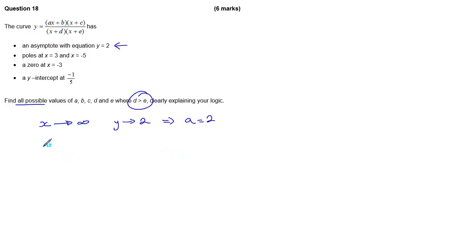Now for poles, at x is 3 and x is negative 5, the denominator must be x minus 3 and x plus 5. So this is plus d and plus e. D is greater than e, so the plus 5, so d must be 5, and then e must be negative 3.